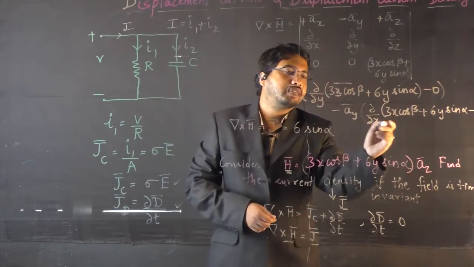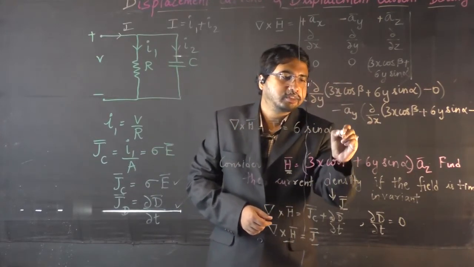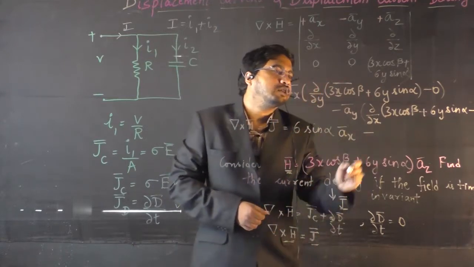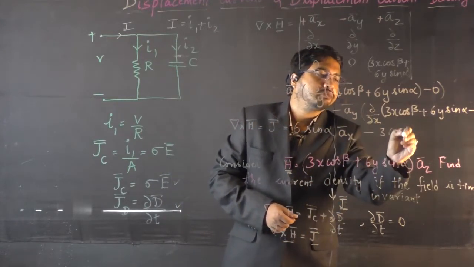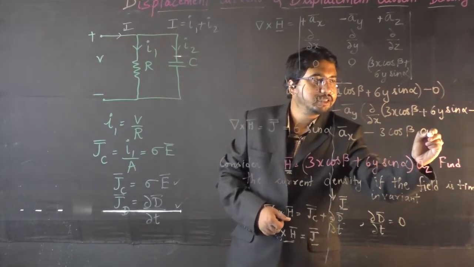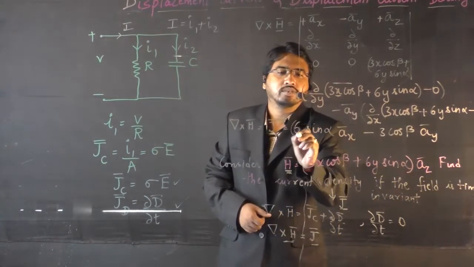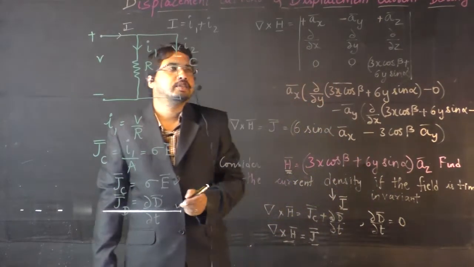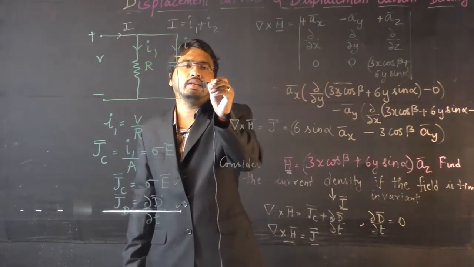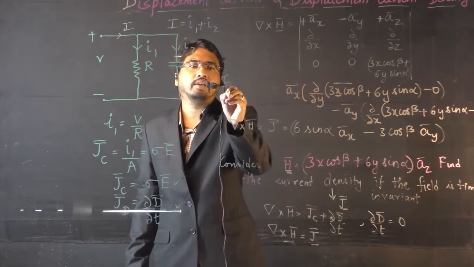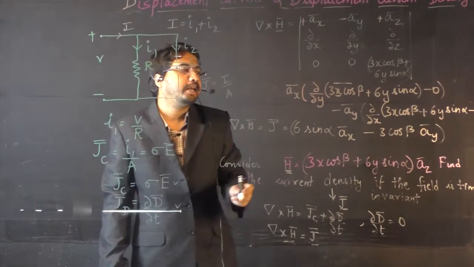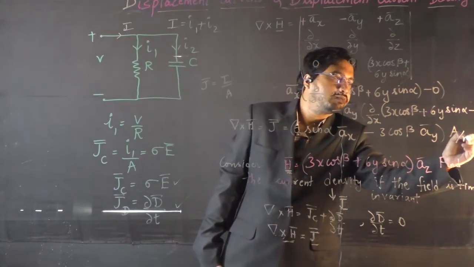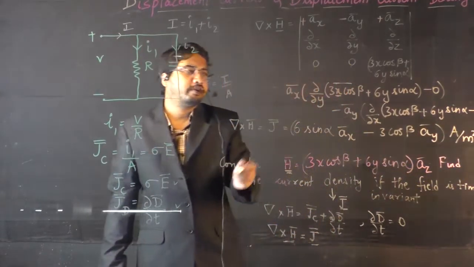And what about the other term? Into Ax bar, minus 3 cos beta into, what is the unit vector? Ay bar. So this is the current density. What is the unit of the current density? The general formula for current density is current divided by area. Current means amperes, area means meter square. So this is your final answer.